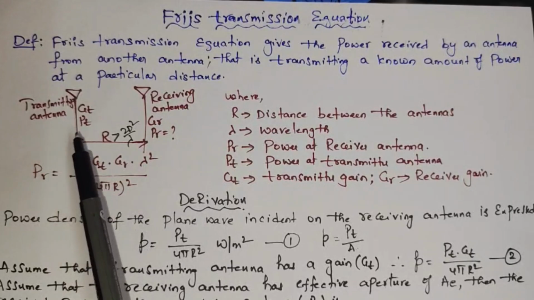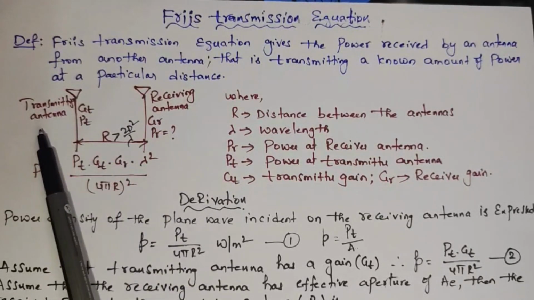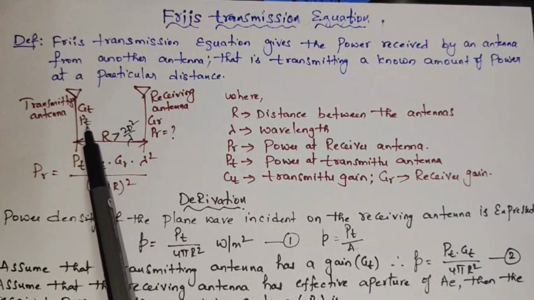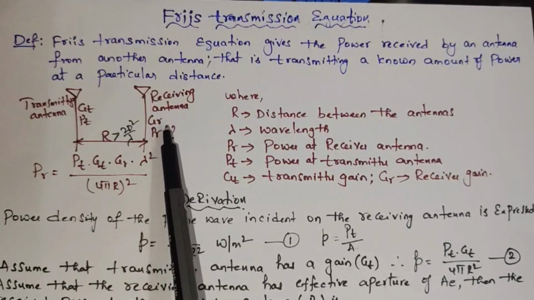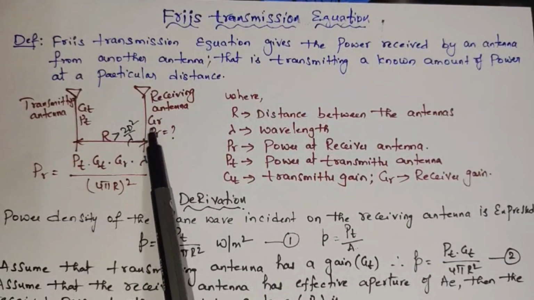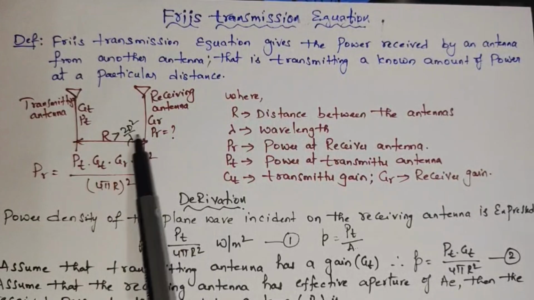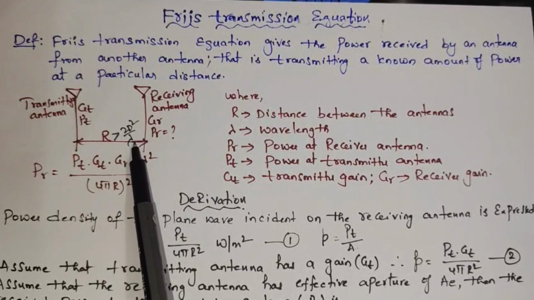So for this, consider two antennas: a transmitting antenna and a receiving antenna. On the transmitter side you will have gain and power, which we call transmitter gain and transmitter power. On the receiving side we will also have gain and power, receiver gain and receiver power. Both antennas must be separated by a distance r. R should always be greater than 2d square by lambda.